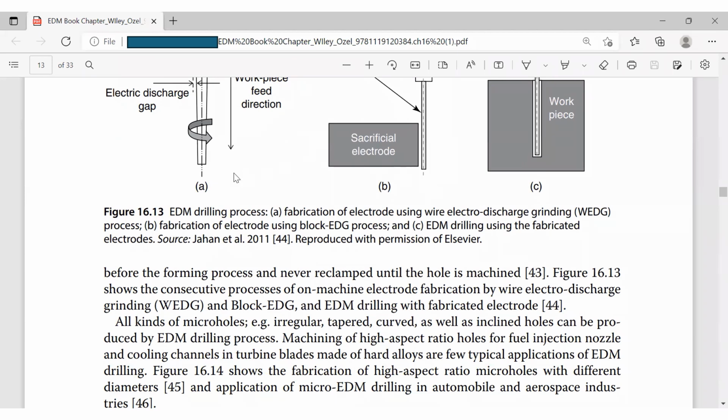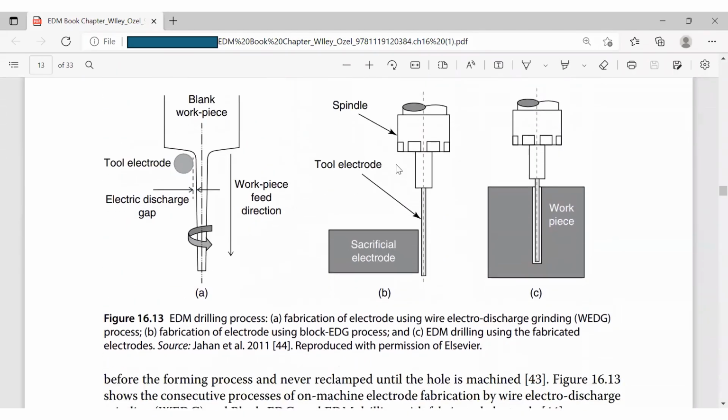This picture shows the consecutive process of on-machine electrode fabrication by wire electrode discharge grinding and block EDG, and EDM drilling with the fabricated electrode. So these are three steps, okay? The first one is fabrication of the electrode using wire electrode discharge grinding. Here is a blank workpiece, the raw workpiece. This is the tool electrode, and this is the wire electrode discharge guide. This is the workpiece feed direction. Here, I want to have this one.